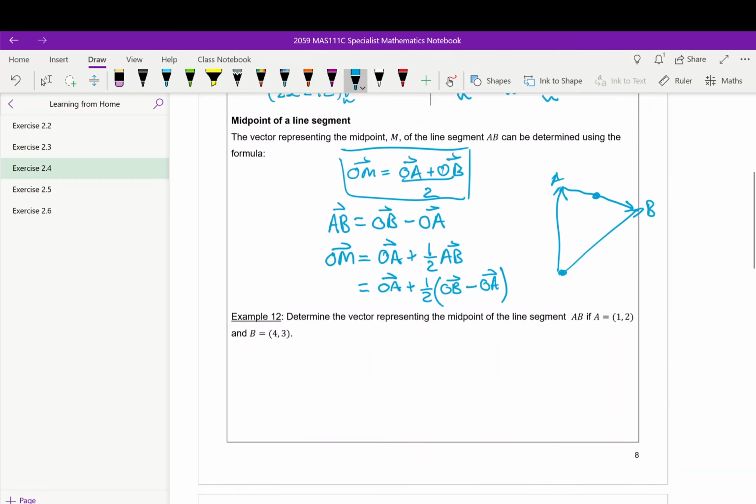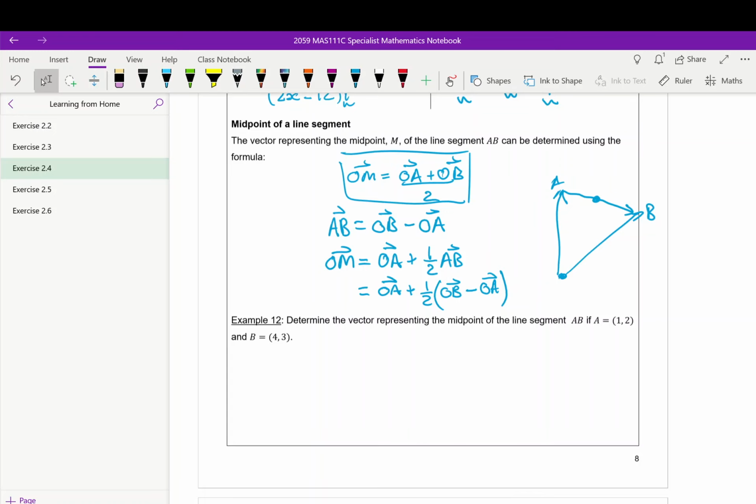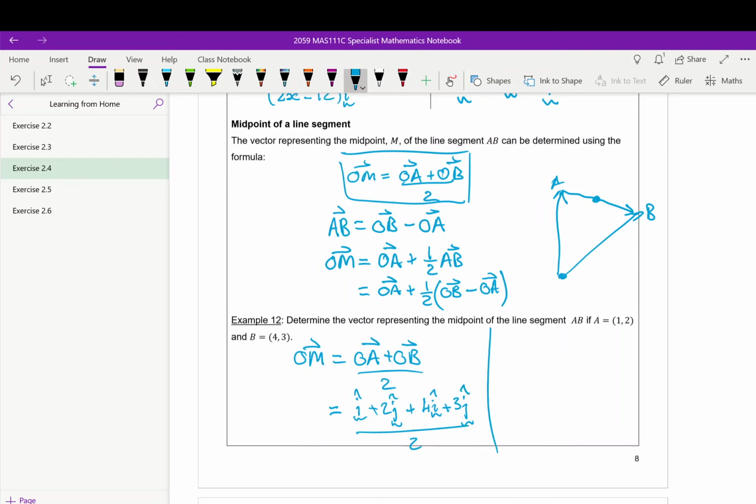So using that, determine the vector representing the midpoint of the line segment AB if A equals (1, 2) and B equals (4, 3). So O to M is equal to O to A plus O to B on 2, which in our case is going to be (i plus 2j plus 4i plus 3j) all over 2. And that is going to give us 5 halves i plus 5 halves j.